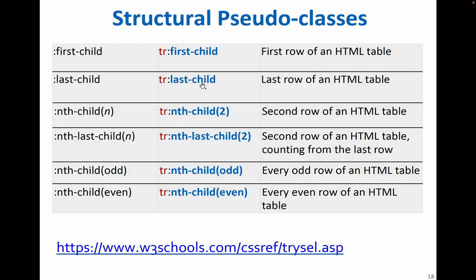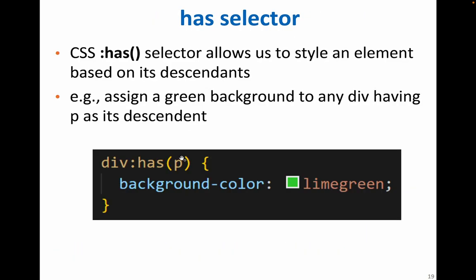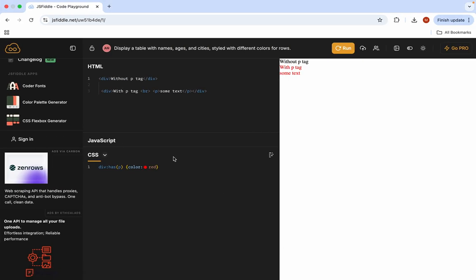So now going back to our slides again, what we are saying is: select all the divs which have a p tag inside, and then change their background color to lime green. So again, let's do an example for it.